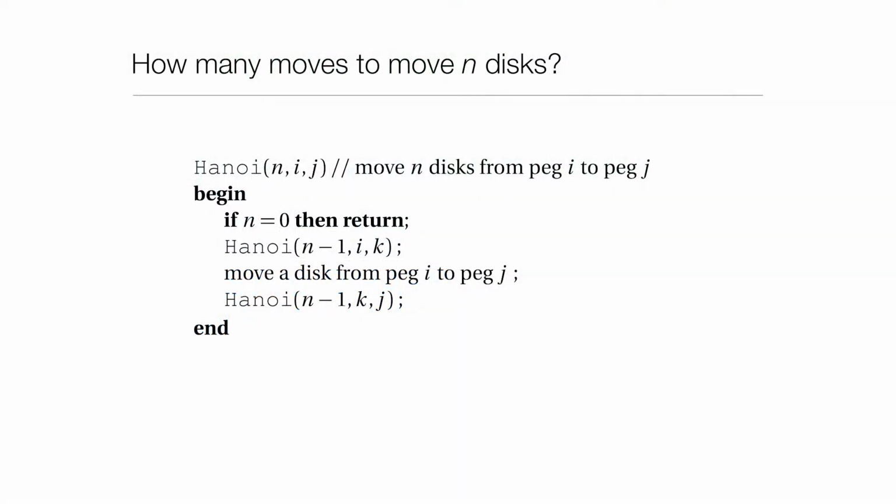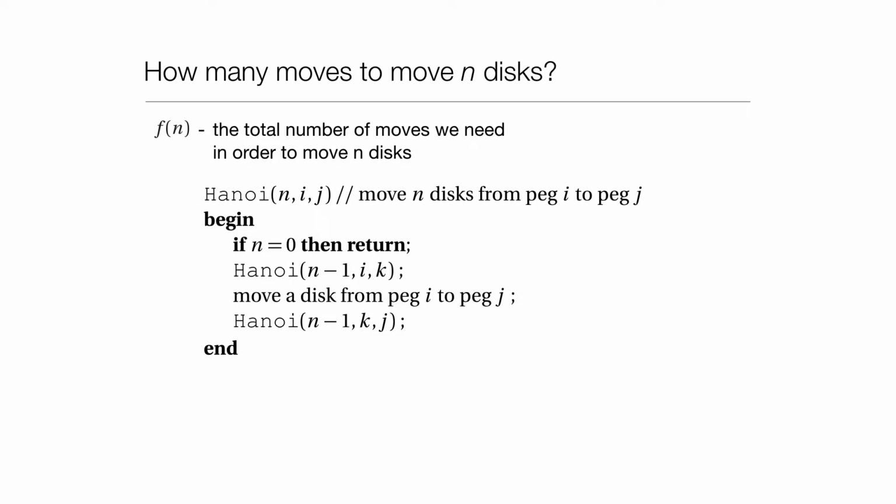So how many moves does it take to move n disks? What is the total running time of this recursive algorithm? Well, let's call that function f. So let's say f of n is the total number of moves we need to move n disks. F of 0 is 0, because it takes no moves to move no disks.